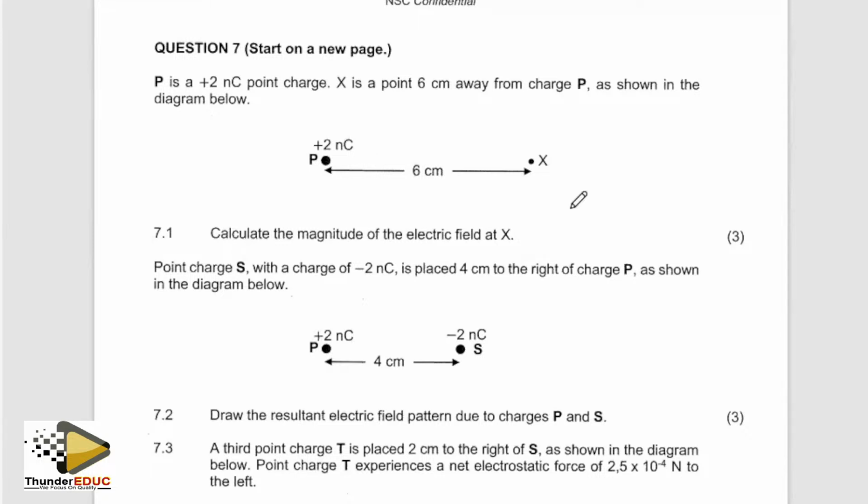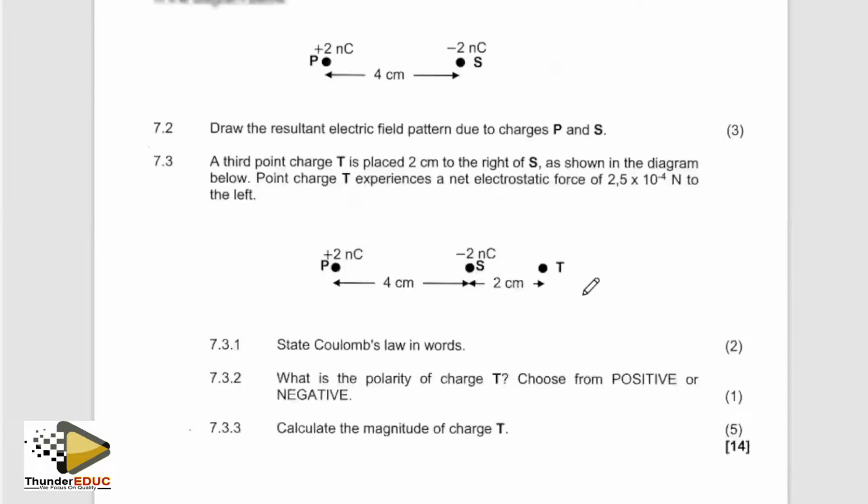All right, then question number 7, electrostatics. P is a positive 2 nanocoulomb point charge. X is a point that is 6 meters away from point P, as shown in the diagram. So in this case, they don't want us to define, they can't be that stingy.